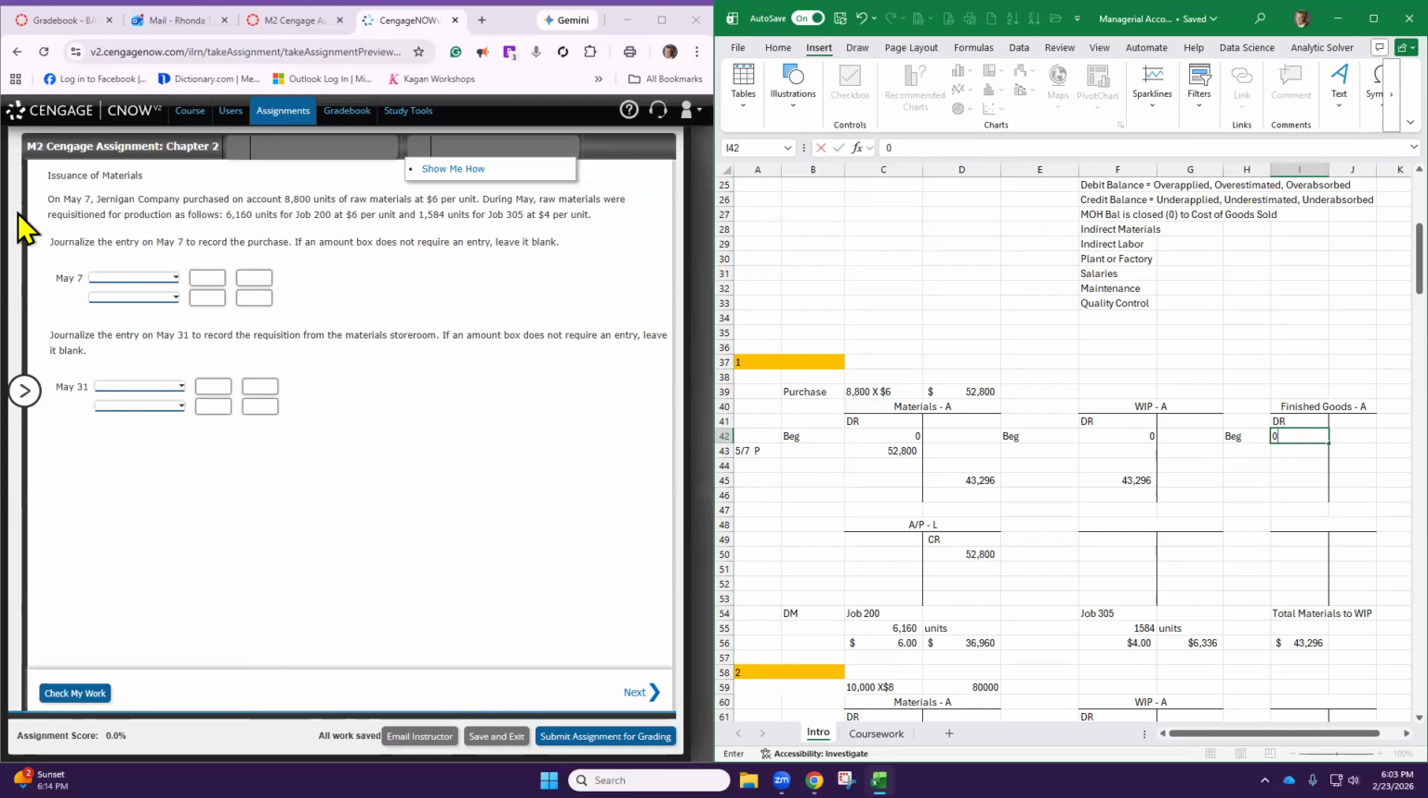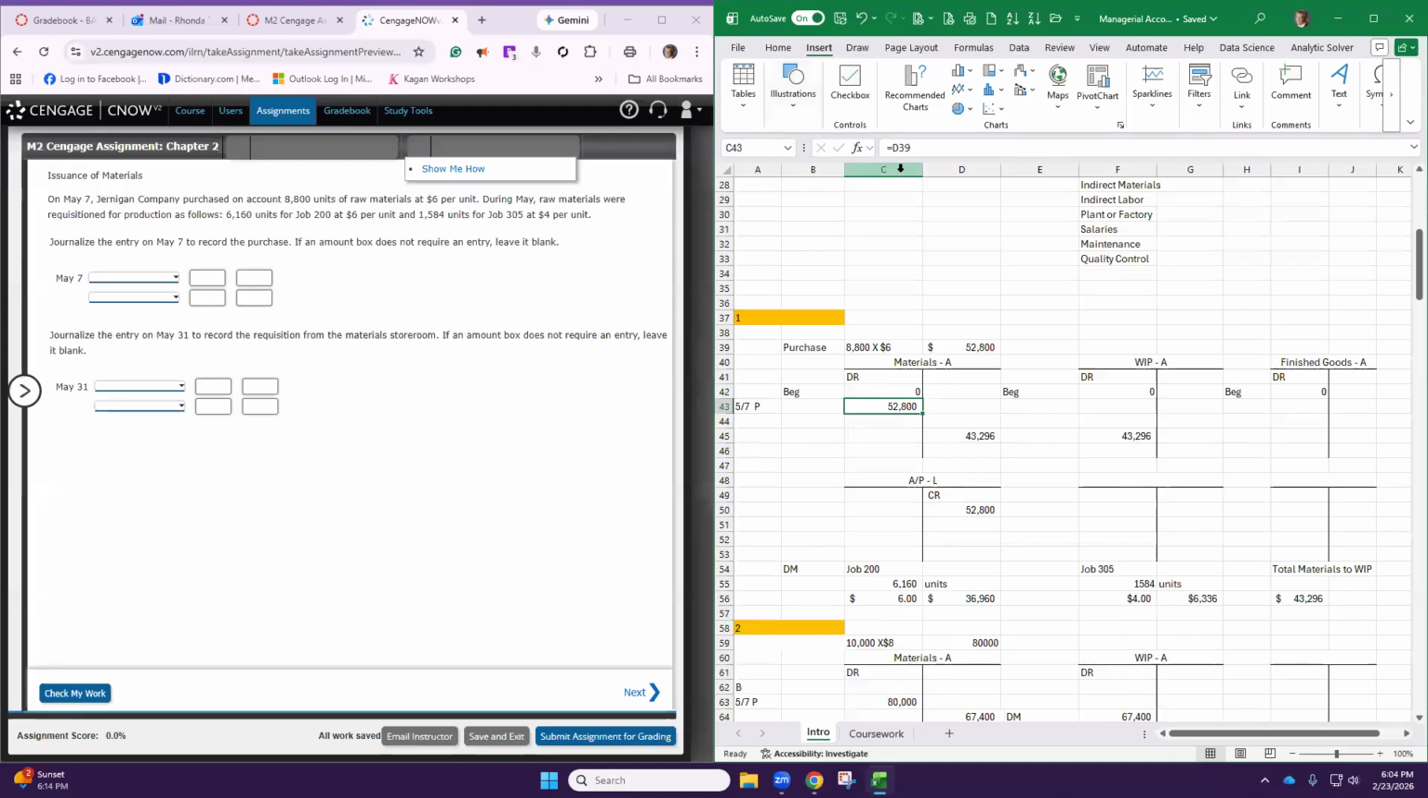All right, so it says on May 7th, Jernigan Company purchased on account 8,800 units of raw materials at $6 per unit. Okay, we're going to make a journal entry for the purchase. So let's do the math. If you take 8,800 times 6, I get 52,800. So we're going to debit materials for the amount we bought, and we're going to credit accounts payable because it was purchased on account.